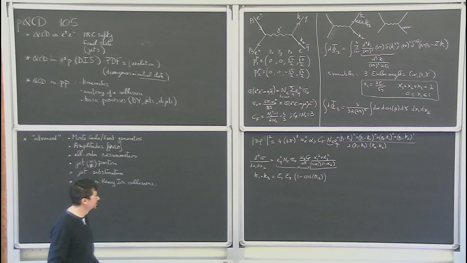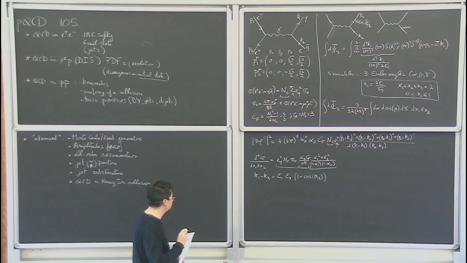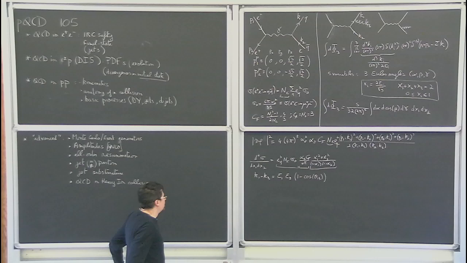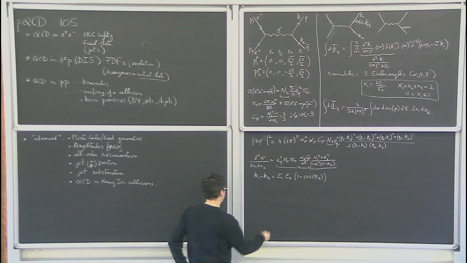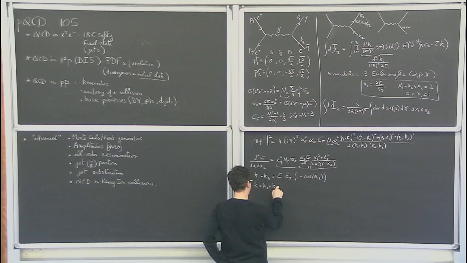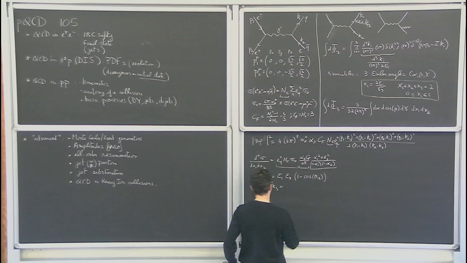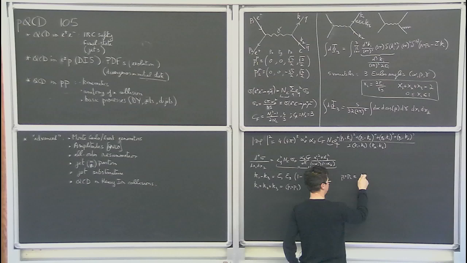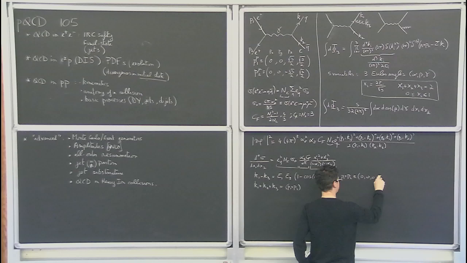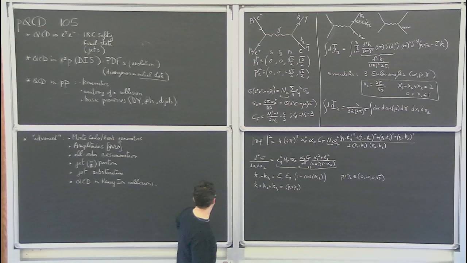All right? I did it completely differently in my notes, so hopefully I'm going to get back to my notes at some point. The other thing you can do here is use momentum conservation. So the fact that K1 plus K2 plus K3 is just equal to P1 plus P2, and P1 plus P2, if you remember, is just a vector which is square root of s, 0, 0, 0, well, (square root of s, 0, 0, 0). So which is the one I want here? K1 and K3. So what I can do is move K2 to the other side.